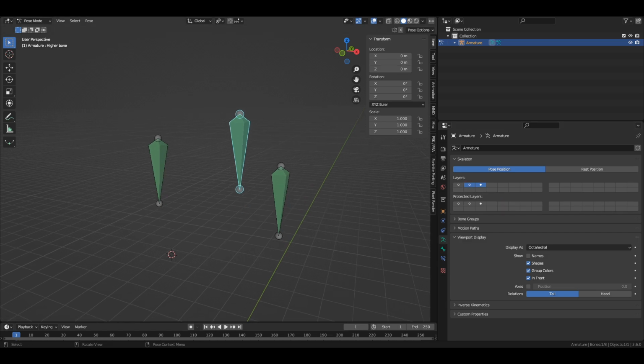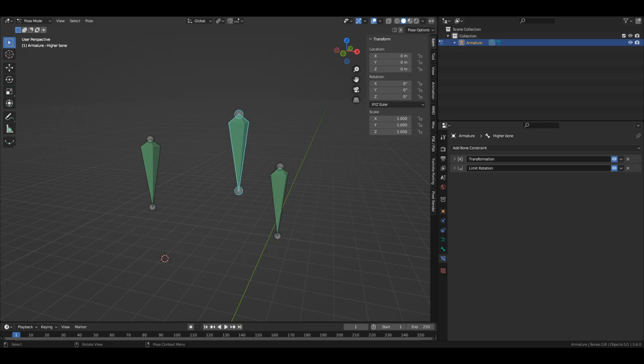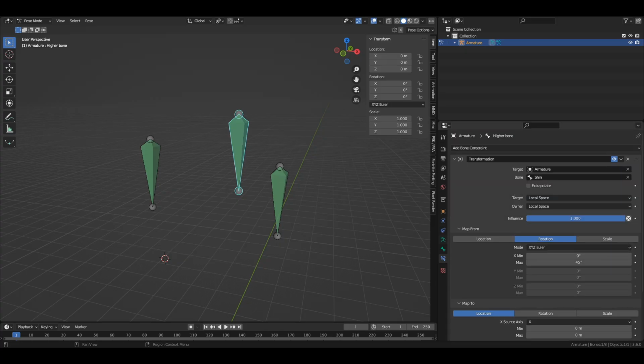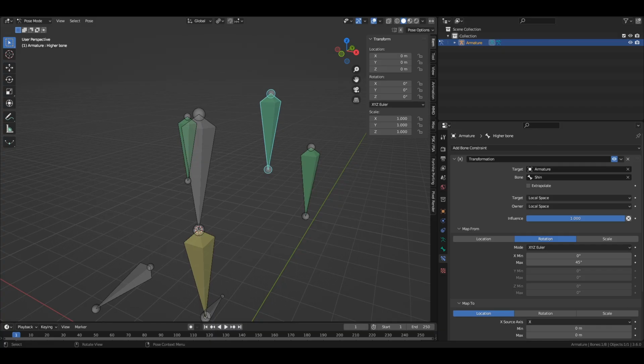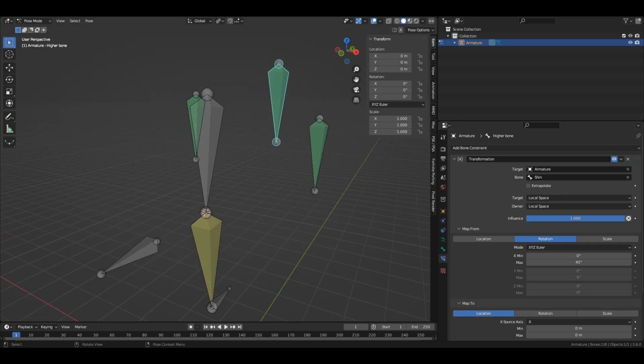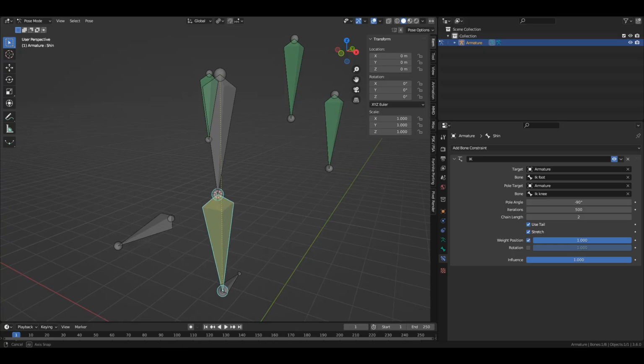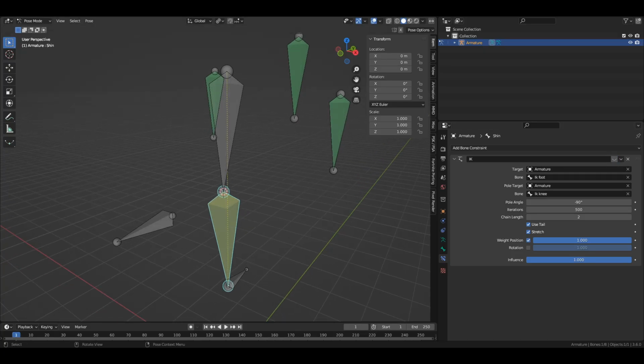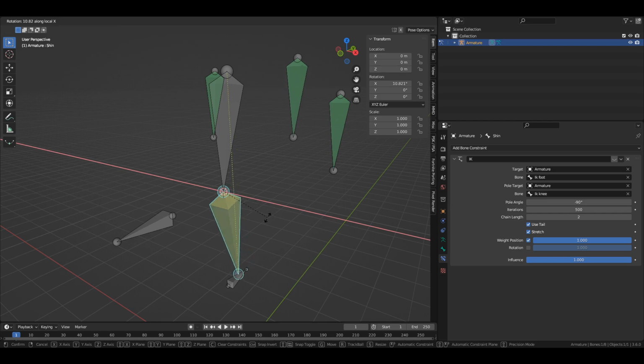So we have the higher bone that has two constraints. The first one needs to be the transformation constraint. The transformation constraint has the target, the armature, which is the whole armature here, and the bone, which is the shin. This shin is the one that has the rotation that has to do the work. Since this rotates backwards, it will slide this bone. And as you can see, it does the magic here.